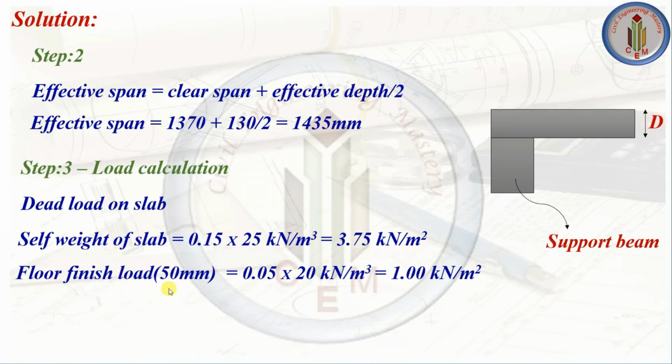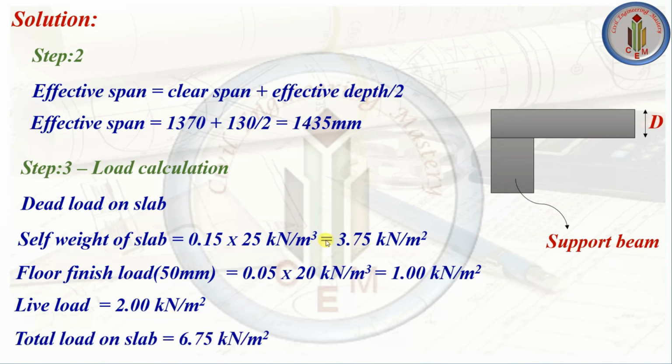Next, for floor finish load we are taking a 50 mm thick floor finish. So 0.05 multiplied by 20 is the weight of the floor finish, multiplied by the thickness. So we get 1 kN per square meter. Next, live load we are taking as 2 kN per square meter. So the total load on the slab, adding all together, is 6.75 kN per square meter.